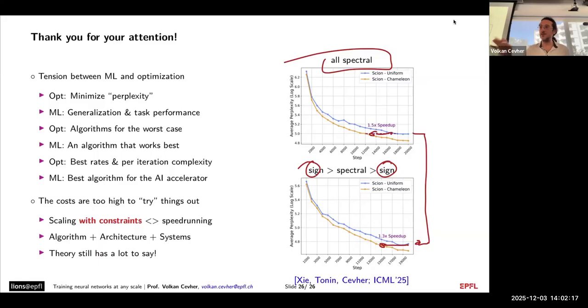So what I would like to say is that the theory still has a little bit to say, and that you need to think a little bit holistically: the algorithm, the architecture, and the systems need to work together when the problems are so expensive.